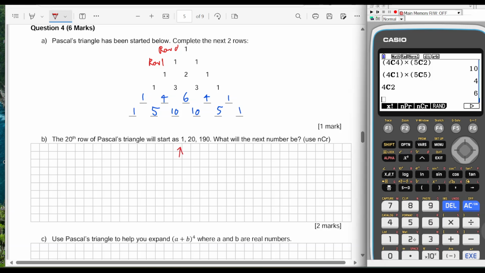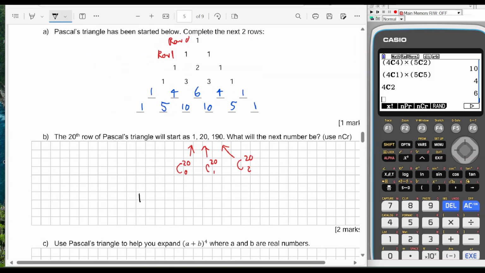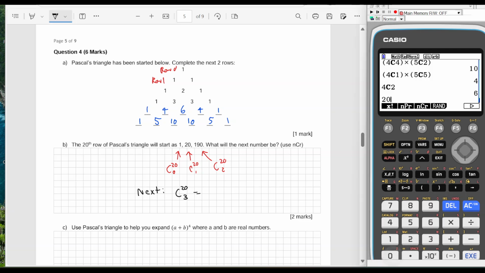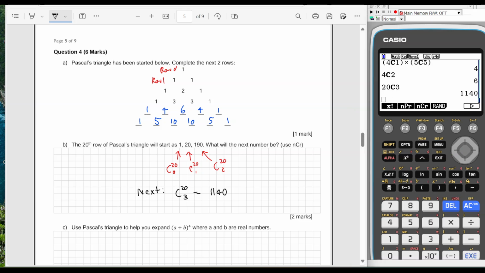So if we've got it right, this should be C20,0, this should be C20,1, and this should be C20,2. And then the next number would be C20,3. Okay, let's actually see if this works. This is why I put the examples in the question, just to make sure that you can check that you're doing it right before you commit to your final answer. So 20C1 should be 20, and 20C2 should be 190, which it is, so that's good. And then 20C3 should be our final answer, 1140.